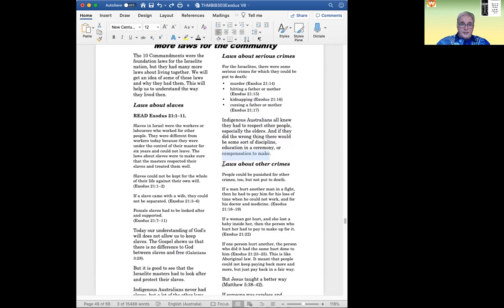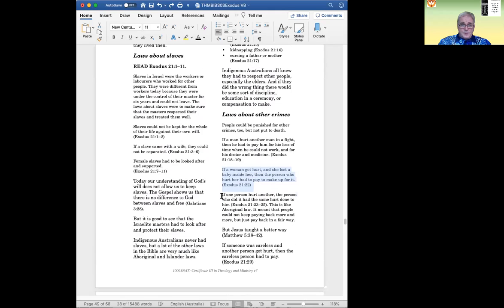There's also laws about other crimes, and these are the ones which don't lead to a death penalty. So this is one of the amazing laws in the Old Testament which really stands out. If somebody hurts somebody else in a fight, you had to pay for the time they were actually off work. Make sure that they wouldn't starve. If a woman got hurt and she lost the baby inside her, then the person that hurt her had to pay up. So there would be a punishment.